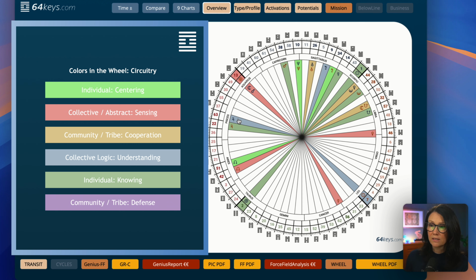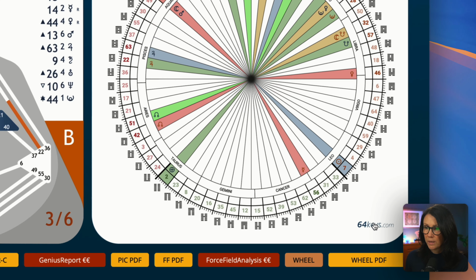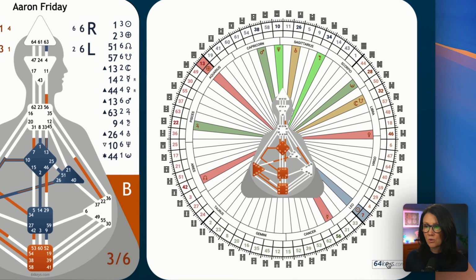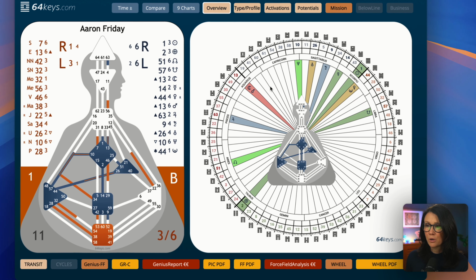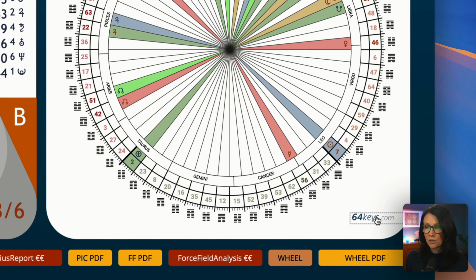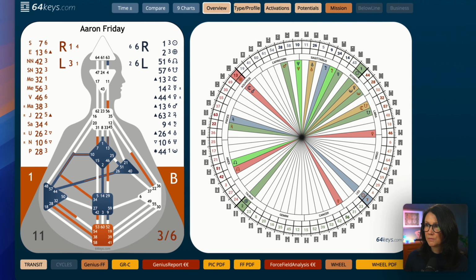So here we can see a lot of green. So I could say about Aaron that he's a rather individualistic person. When you click on the logo, you can display the chart, and you can also display just the activations on the unconscious design side, or when you click again, the activations on the personality side. And with another click, the chart is gone again. And of course, you can also print out this wheel. Let's create a PDF file and look at it.